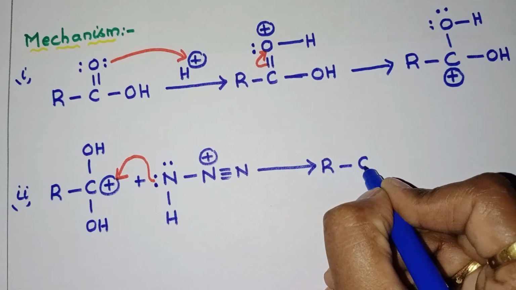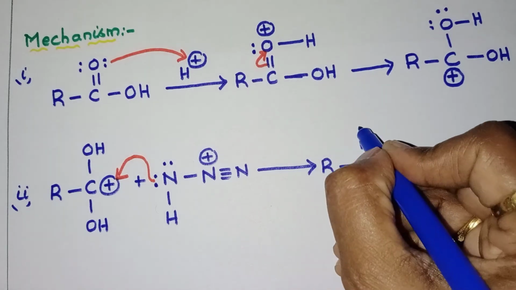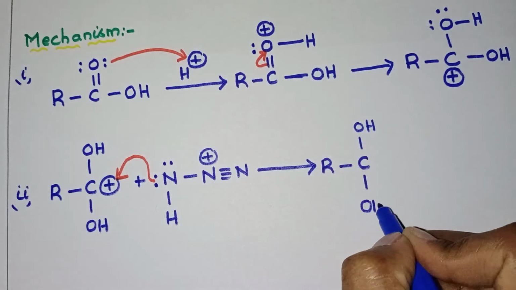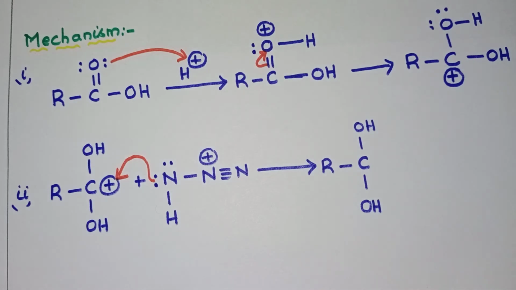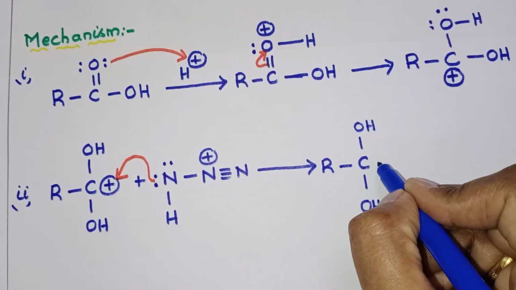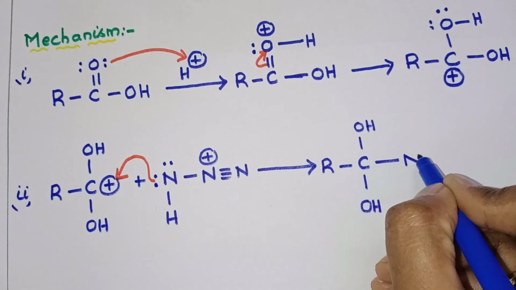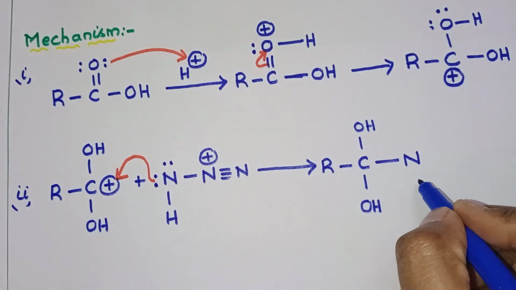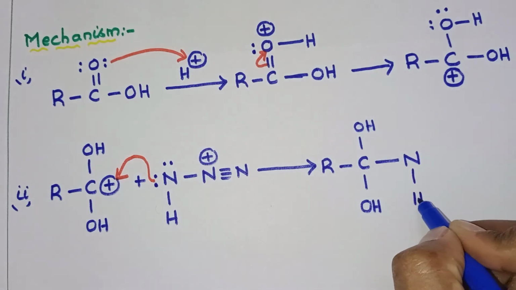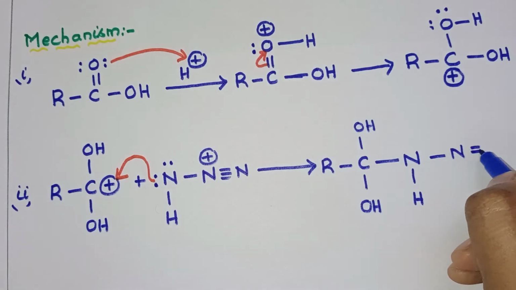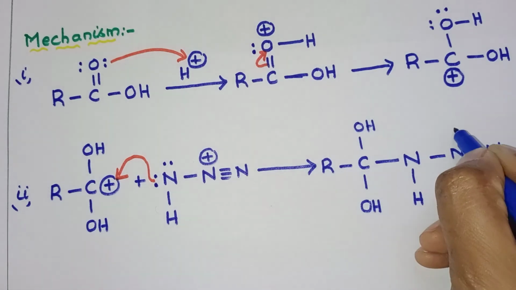R, C, OH. Here also OH. Now, nitrogen shares one of its pairs with the positively charged carbon. Hence, here comes nitrogen, and nitrogen has hydrogen here. Next, all same. I am copying N, triple bond, N.